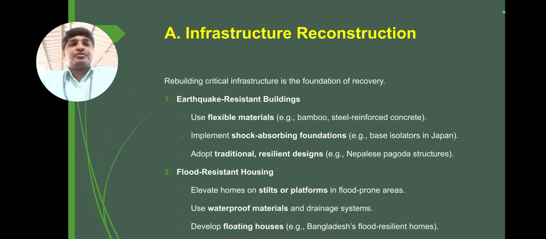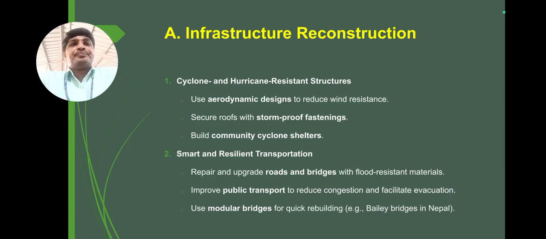And develop floating houses. In Bangladesh, they provide flood-resilient homes, and floating houses are also constructed, which protect people from floods whenever they occur. Also, for cyclone and hurricane-resistant structures, use aerodynamic designs to reduce wind resistance, secure roofs with storm-proof fastenings, and build community cyclone shelters, which protect from cyclones and hurricanes whenever they happen.